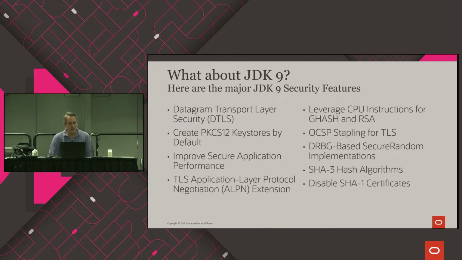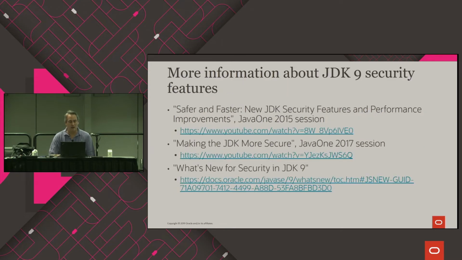We also improved the security application performance. There was a new TLS extension called ALPN, Application Layer Protocol Negotiation. There was a lot of work done on performance for instruction offloading, so we offload to a chip instead of doing it all in software. OCSP stapling for TLS was another feature to help improve TLS performance. There's a standards-based DRBG, a deterministic random number generator, that was added in 9 as well. SHA-3, and we've also started some work on disabling SHA-1 certificates, and we'll talk about that more in a little bit. But this is not a talk about JDK 9.